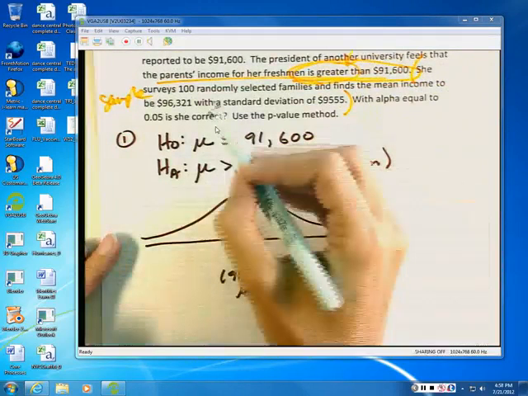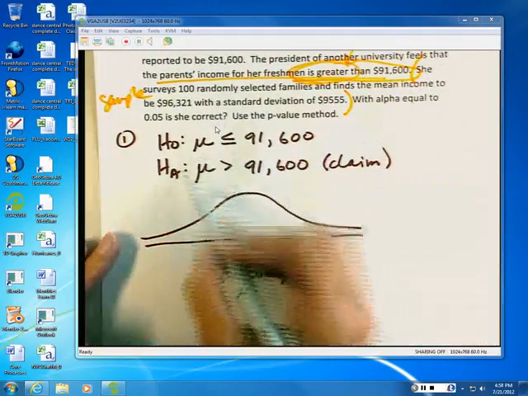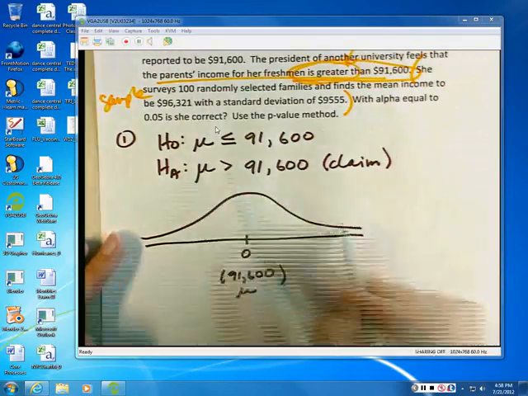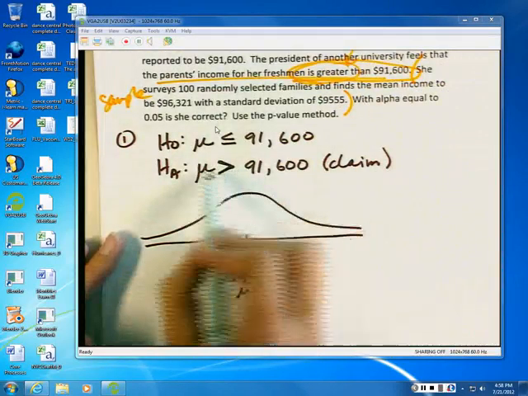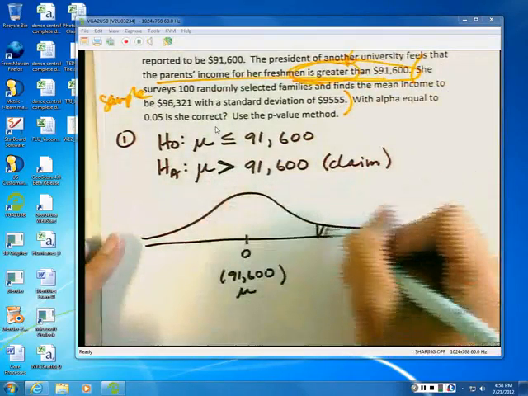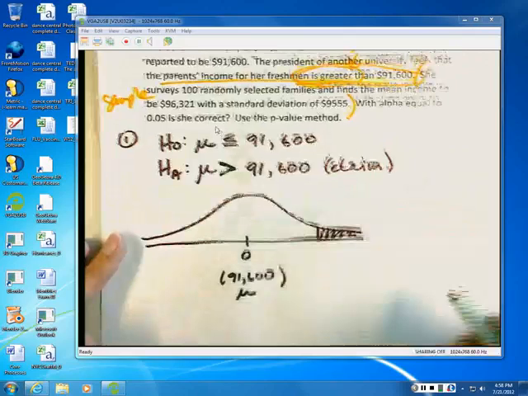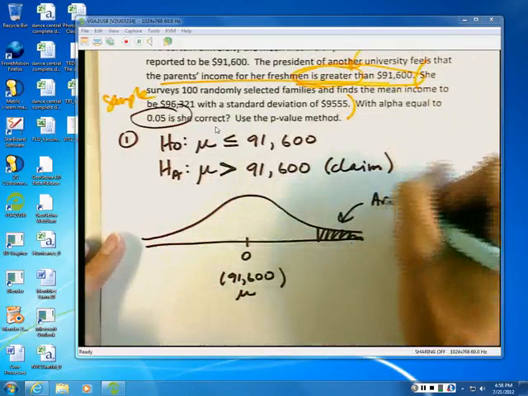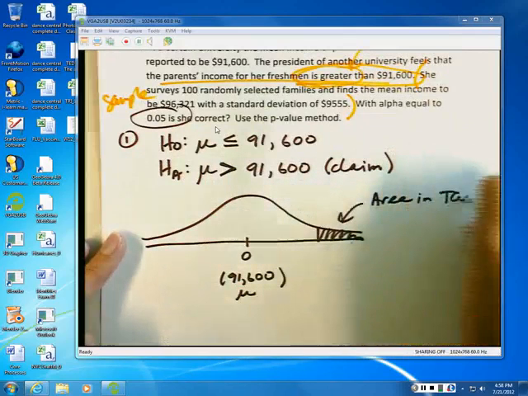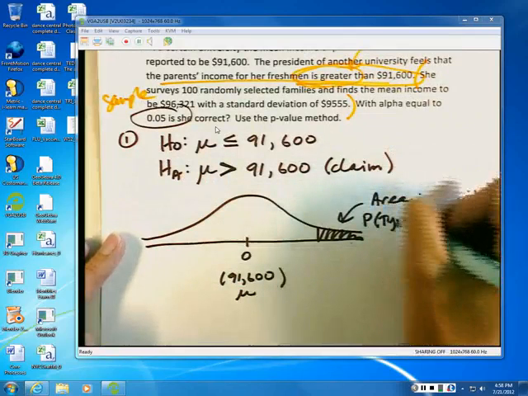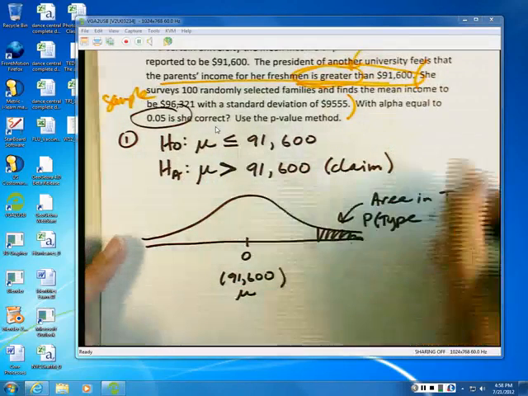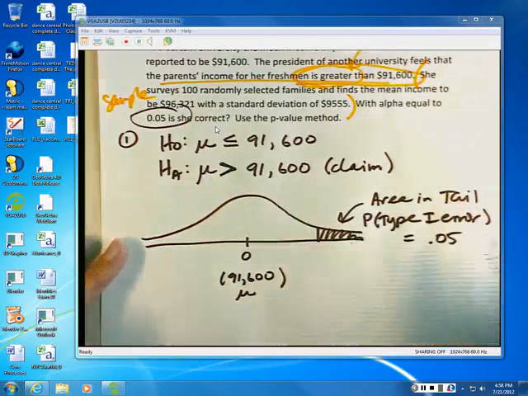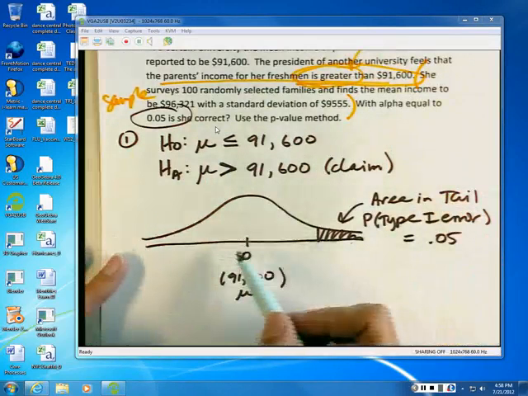We think it's greater. So if it's greater, remember I said think of that as an arrow. I'm looking for significantly greater, which puts my tail over here. This points to the tail, so that's pointing to the right. So I'm looking at a tail on the right. I have an alpha again of 0.05. So my significance level, the area in the tail, just to review here, which is the probability of a type 1 error, saying it's significantly bigger when it really isn't, is 0.05. Remember the entire area is 1, so 0.05 or 5%.